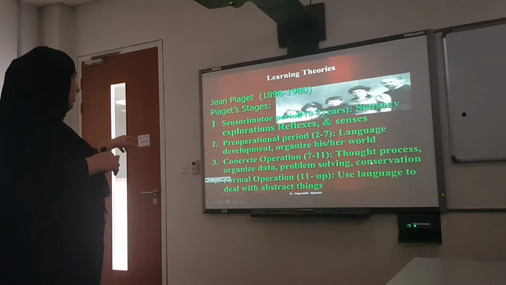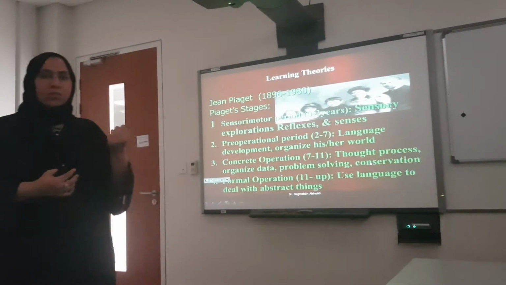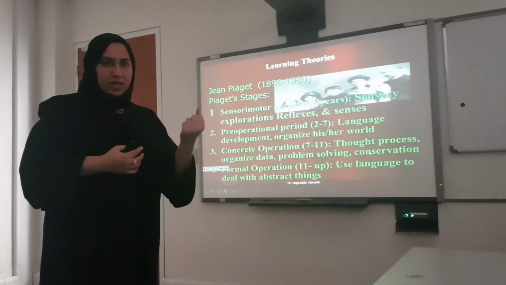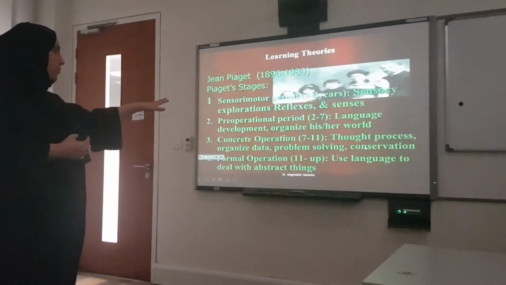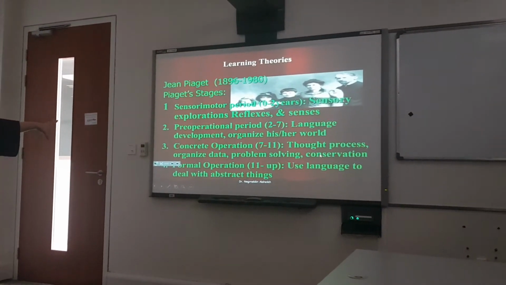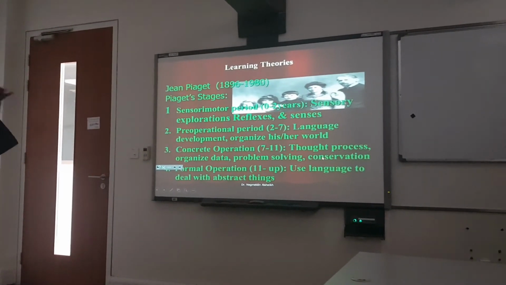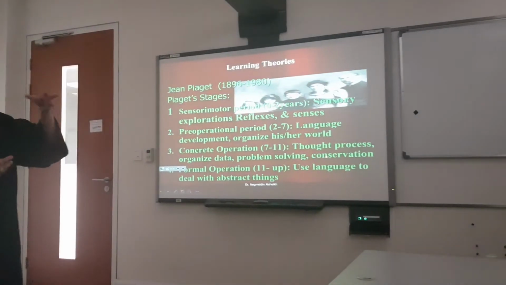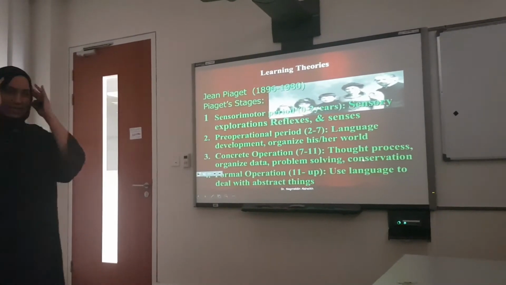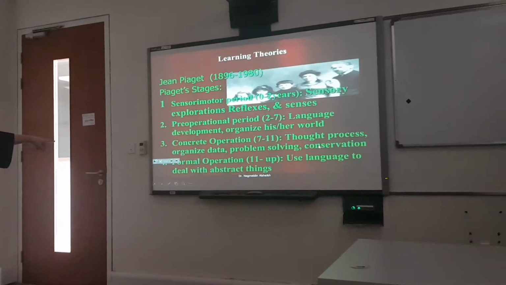And the third stage is the concrete operation. What does concrete mean? Can you touch it? Yes, it's fixed, it's clear. This age is from 7 to 11 years old. What can children in that period do? They're organizing, they're more advanced. They can solve problems, analyze, and do more critical thinking.